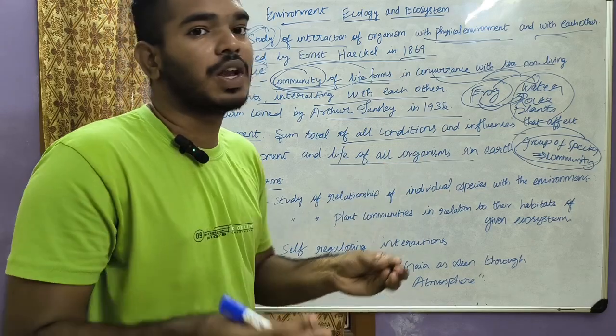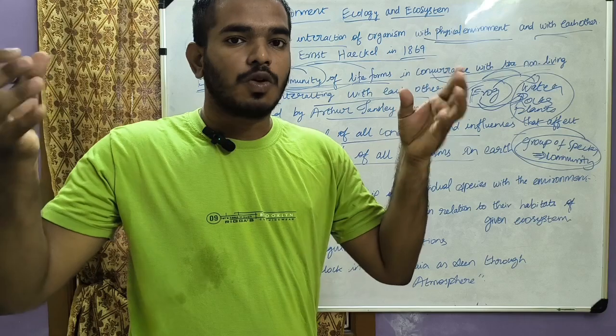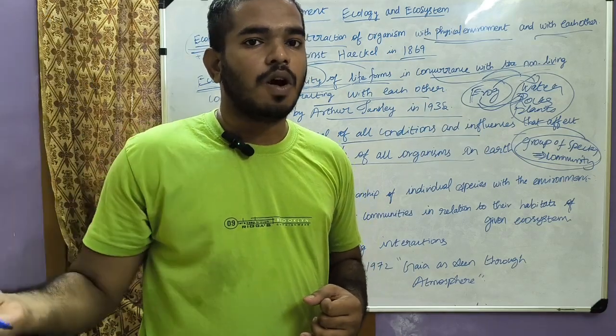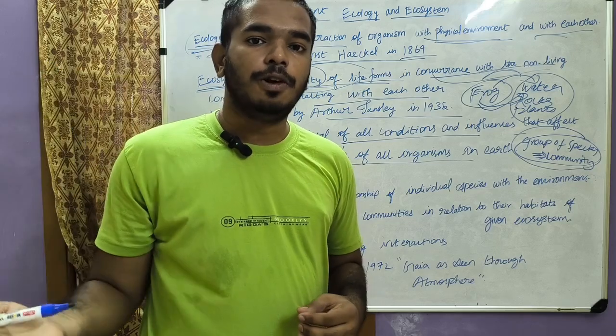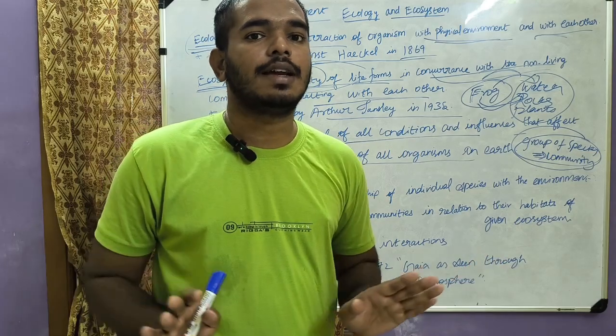Take for example, we are living on the earth. So all the conditions that coincide with our living, for example sunlight, water, air, wind, food, trees, and the place where we are living, like land.